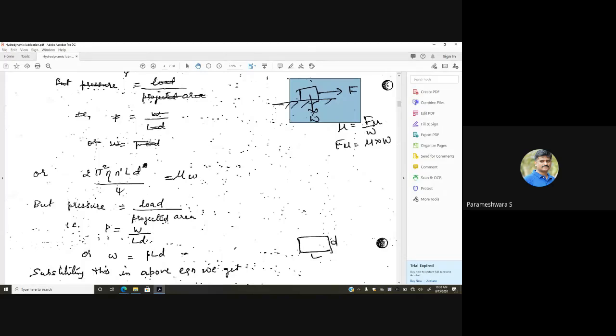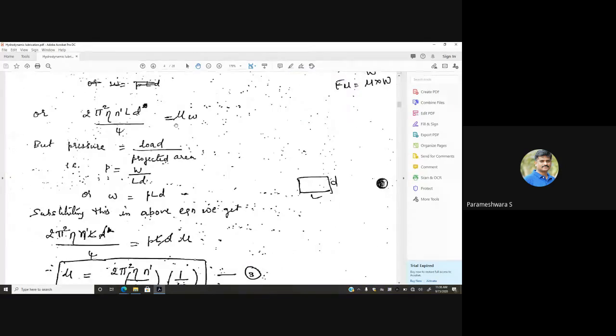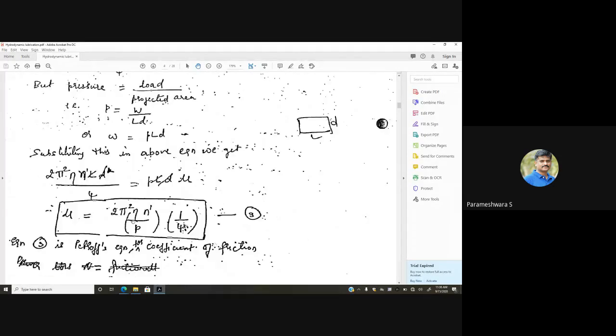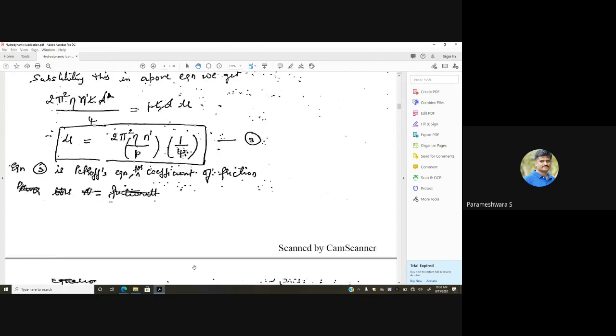So just replace this W by P into L into D, and further simplifying this, taking mu on one side and the remaining thing on the other side. So this equation is simplified, and we'll get an equation that is mu is equal to 2 pi square eta n dash over P into 1 over psi. So we call this equation 3. And this equation 3 is called Petrov's equation for coefficient of friction.